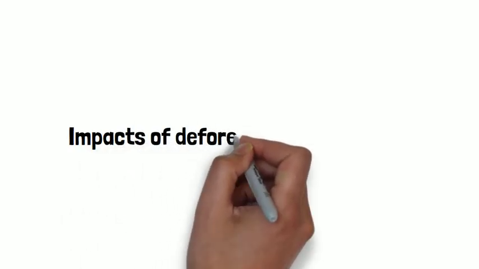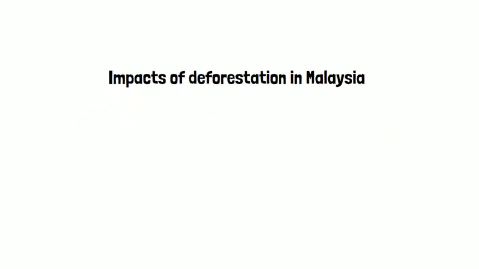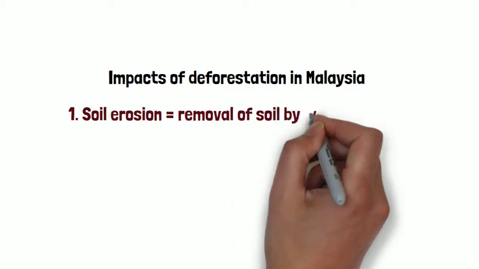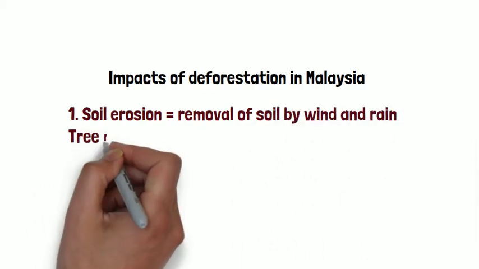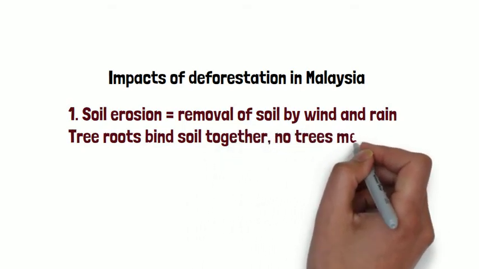So next we're looking at our impacts of the deforestation. So we looked at why it's being destroyed. So now we're looking at the impacts of that. So our first is soil erosion. So this is the removal of soil by wind and rain. So the tree roots usually bind the soil together.